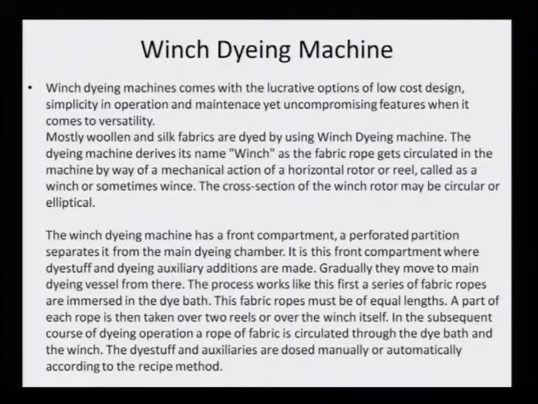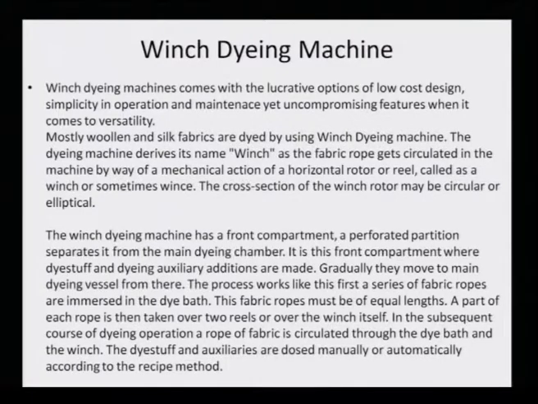Silk and wool are two such fabrics which are dyed on the winch machine, because the jigger moves very fast and is not meant for very soft materials or materials which can get torn or destroyed during the fast rotation process. So, the winch moves in a little slower manner, but the rotation process is quite similar, and that causes the dye uptake in a very uniform manner. The winch dyeing machine comes with the lucrative option of low cost design, simplicity in operation and maintenance, yet uncompromising features when it comes to versatility. Mostly woolen and silk fabrics are dyed using the winch dyeing machine.